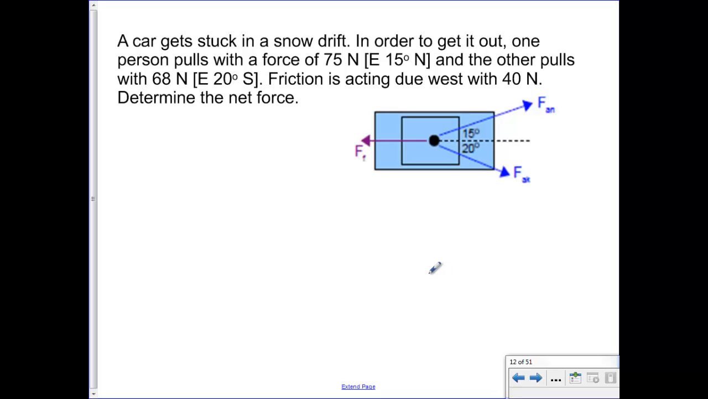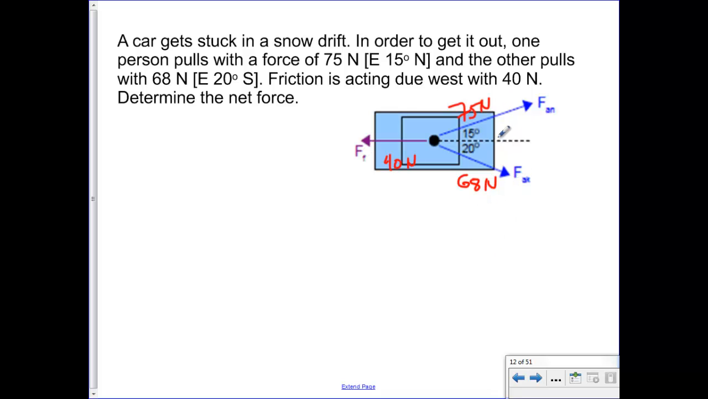So I already gave you a bit of a diagram here. Friction is going to try to pull the car back west at 40 newtons. That's a unit of strength. Whereas this guy right here can pull at 75 newtons, and this guy here can pull at 68 newtons. You guys see the issue here is that they're not pulling straight anymore. They're pulling at an angle. Does that make sense?